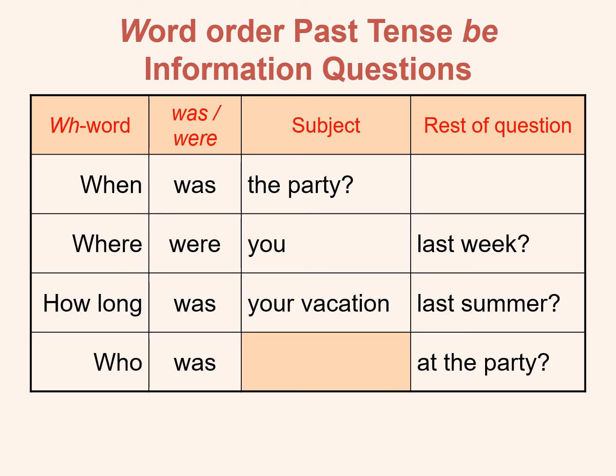So if we have an information question where we do not have the subject, then we find that the order of the words in the question will be the same as the order of the words in the answer to the question. Who was at the party? John was at the party. So normally we have to have was or were before the subject, but in the case where we don't have a subject, the word order is different.